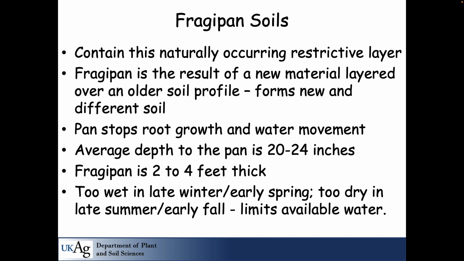Some people lay tile on top of it to collect the water at this fragipan surface, but fragipan surfaces are irregular and do not follow the topsoil surface. So what you see might look like it's sloping this way, but the fragipan may be going that way underneath it because it's an older soil surface. Hence, too wet in late winter and early spring, too dry in late summer and early fall.